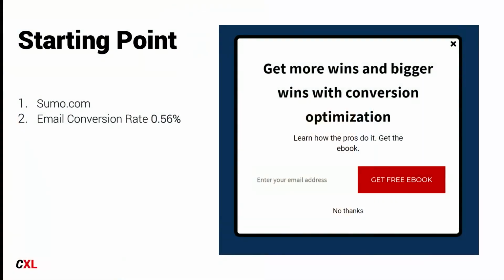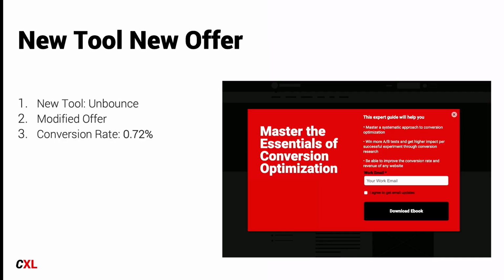So this is a starting point. It was a sumo.com pop-up, and it had an email conversion rate of 0.56%, so pretty low. Wanted to improve on this. Here's what we did next.